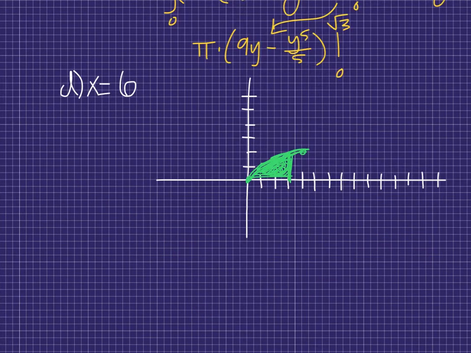I'm going to go ahead and skip to part D because part C and part D are similar, and part D is a little bit trickier. So still the same equation, the same bounds, and this time the axis of revolution is x equals 6. So I'm going to draw a white dotted line where the axis of revolution is.